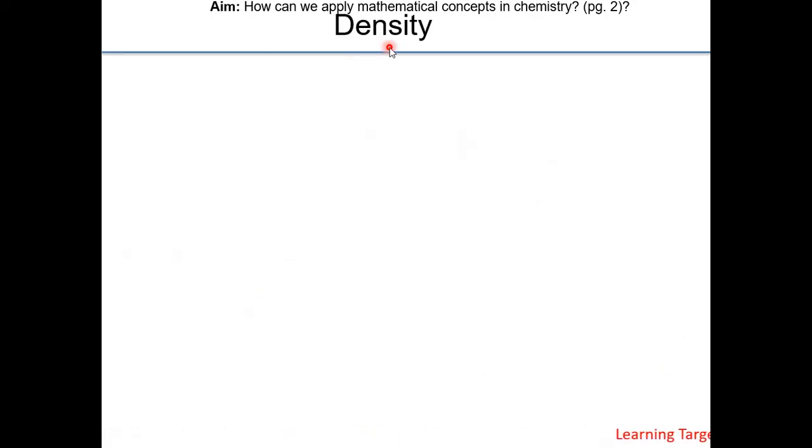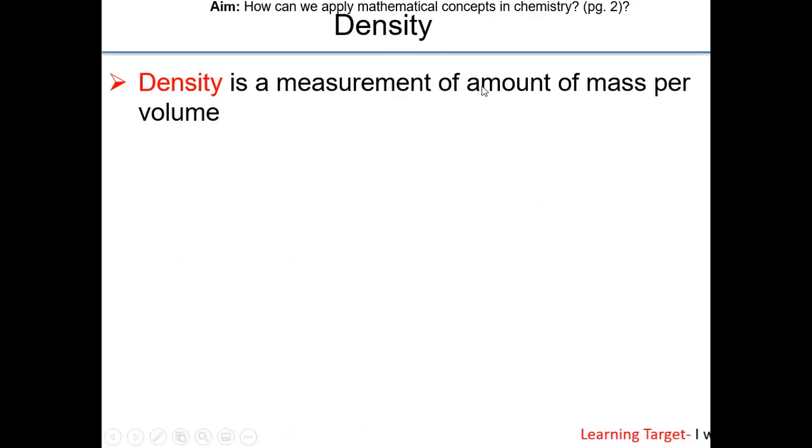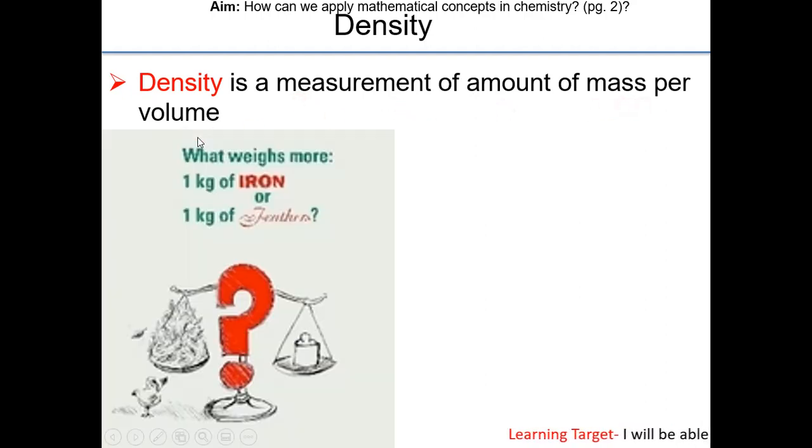So I think everybody here knows what density is. Density is basically the measurement of the amount of mass per volume. So let's do an example. What weighs more, 1 kilogram of iron or 1 kilogram of feathers? I think everybody here knows they both weigh the same. They both weigh 1 kilogram. But if you notice, you need a lot of feathers to equal a small piece of iron. The difference is the density of that substance. A piece of iron is more dense than feathers.